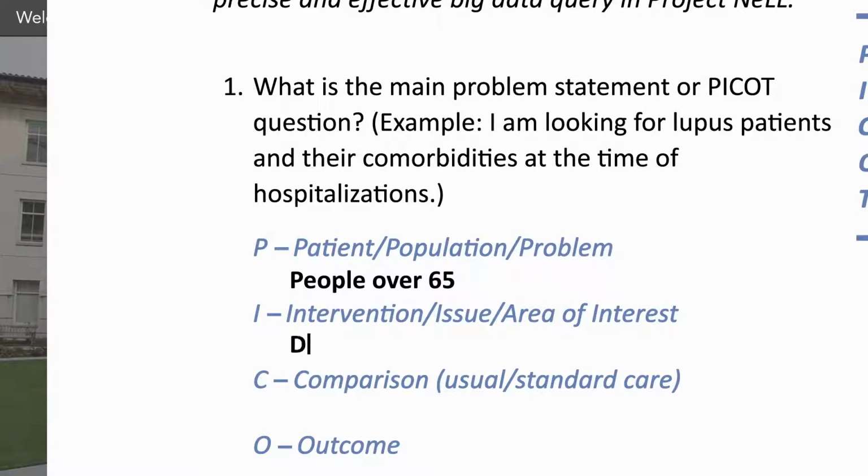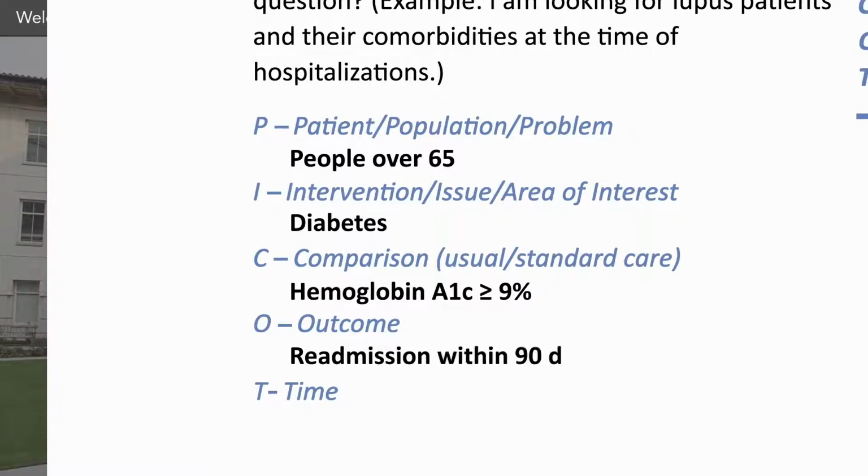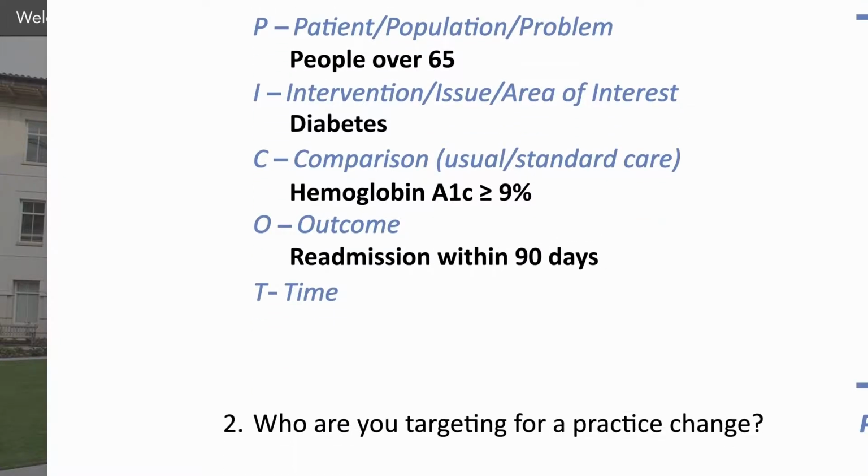For issue of interest, she opts for diabetes. For the comparison variable, Tia chooses hemoglobin A1C and says she'll accept any hemoglobin A1C equal to or greater than 9%. She hopes that, with the right insights, she can help people in this high-risk category to stay out of the hospital and avoid readmission. For outcomes, then, she'll need to see readmissions within 90 days. Finally, for time period, Tia will review records for everyone discharged in 2018.